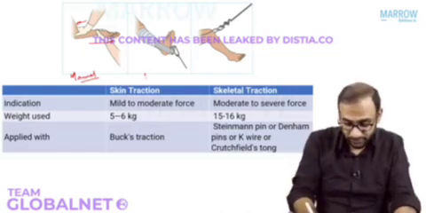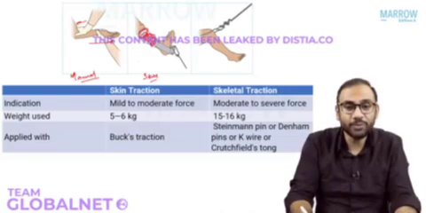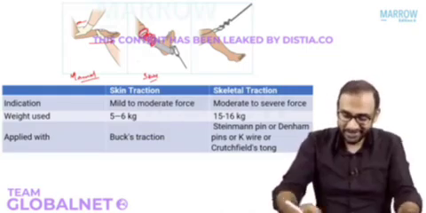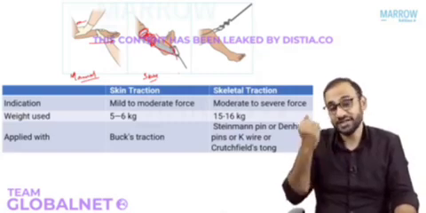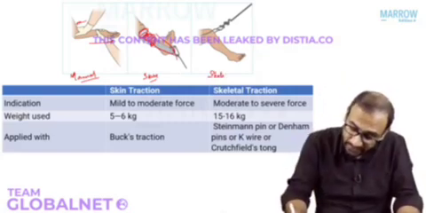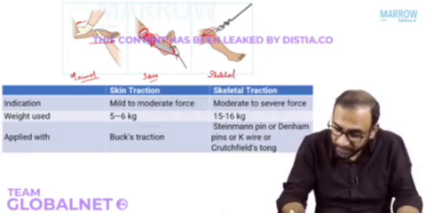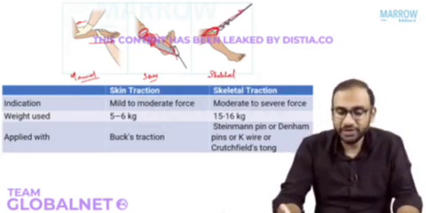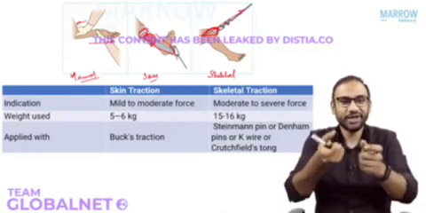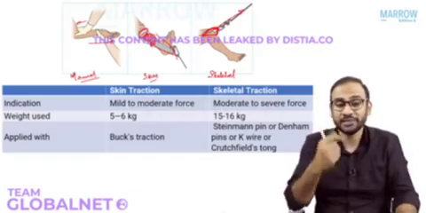Skin traction. What is skin traction? You wrap a bandage around the limb and then you pull the bandage. Skeletal traction: you put a pin in the bone and then you attach a device to that pin and then you pull the pin. So when you're pulling the pin, you're pulling the device, you're pulling the bone.